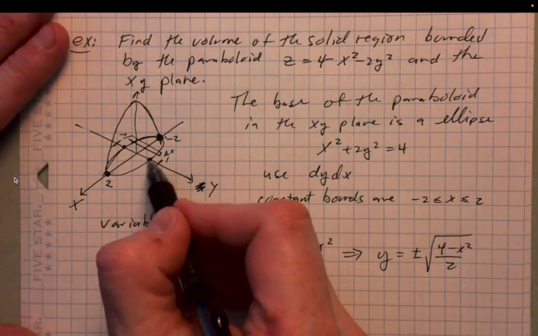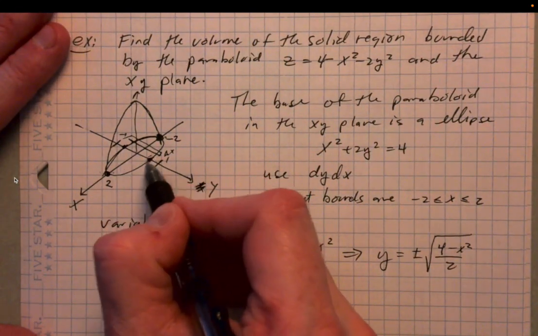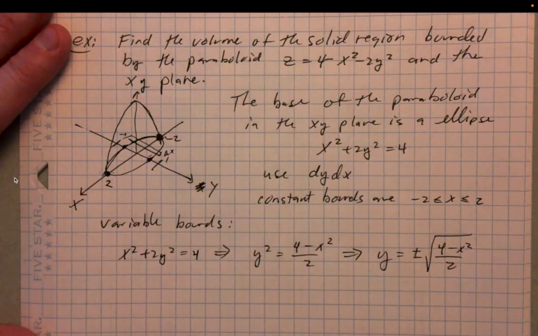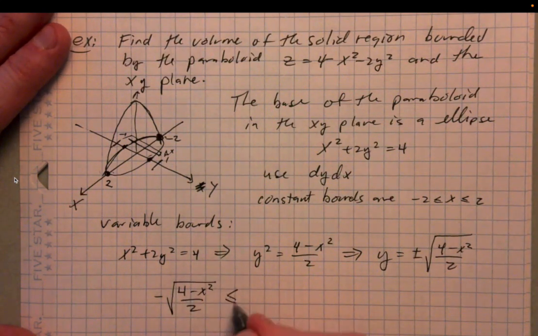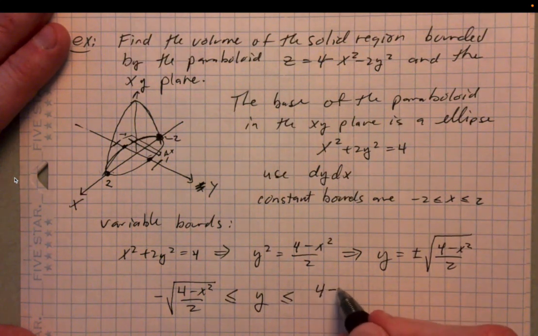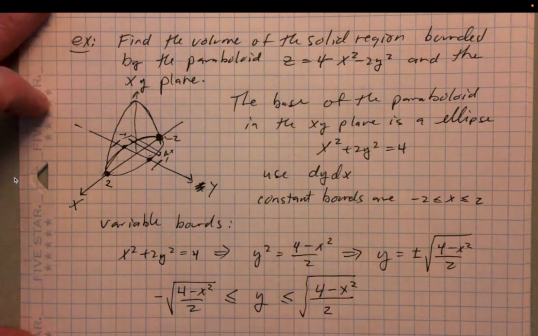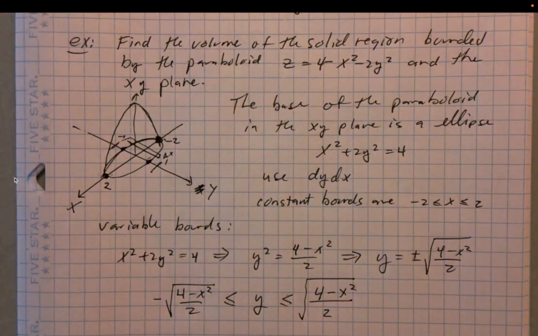And so those are the values that you see here and here. Those are the edges. And so you're going to have, on one end, negative square root of (4 minus x squared) over 2. That's going to be your lower bound. And your upper bound would be the positive version, the square root of (4 minus x squared) over 2.